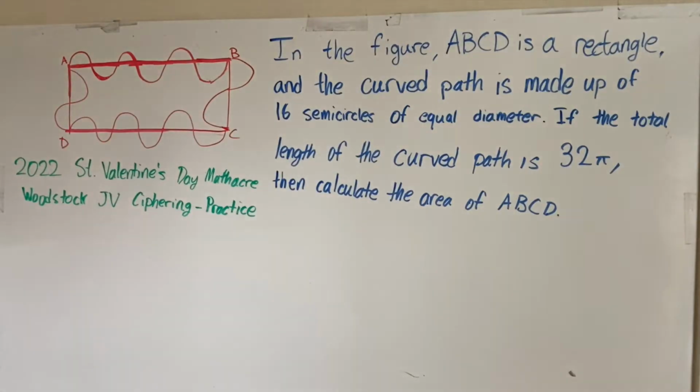In the figure, ABCD is a rectangle, and this curved path is made up of 16 semicircles of equal diameter. If the total length of the curved path is 32 pi, then calculate the area of ABCD.